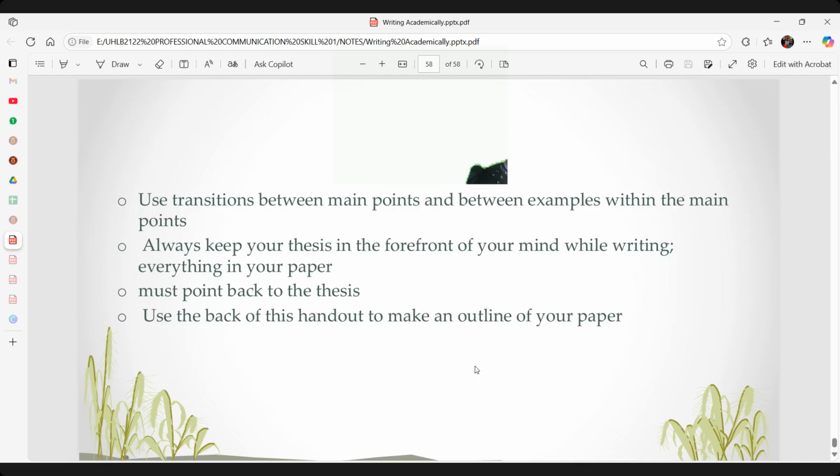Use transitions between main points and between examples within the main points. So remember the transitional markers that we discussed 2 weeks ago. This is when you need to use a lot of transitions to smoothen the idea flow from one sentence to another sentence, or one paragraph to another paragraph.